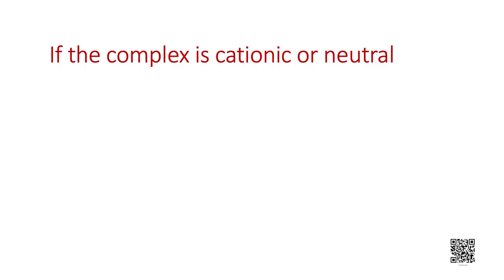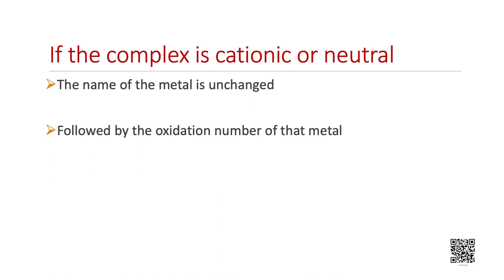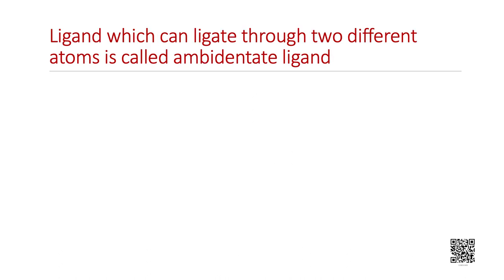If the complex is cationic or neutral, then the name of the metal is unchanged, followed by the oxidation number of that metal. For example, the given complex is tetraaqua dichlorido chromium(III) ion.